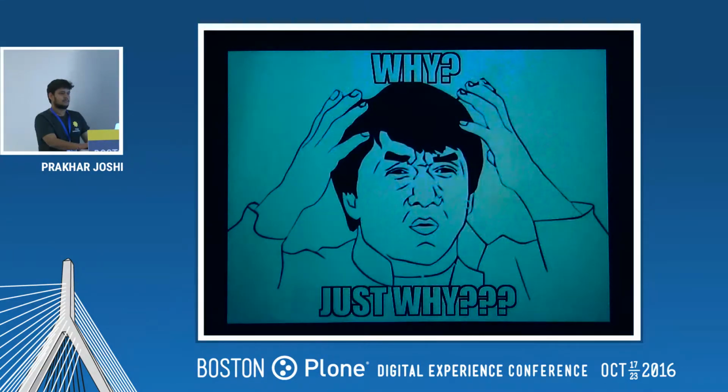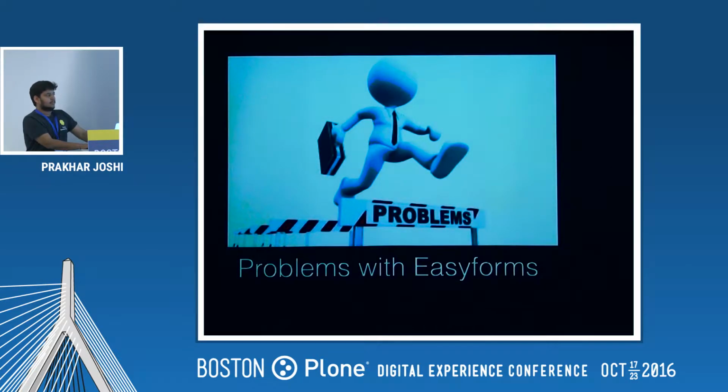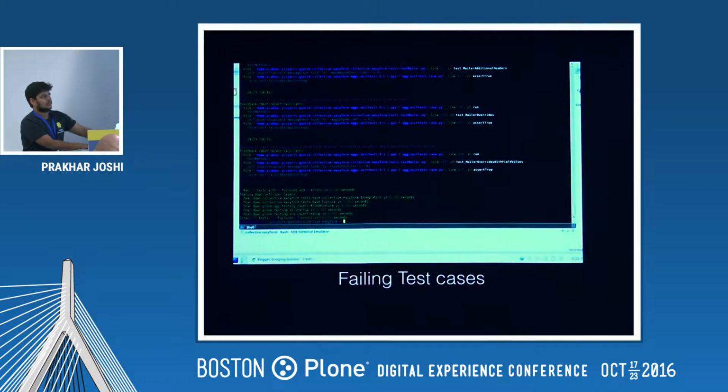So the main question is why we worked on that project if we already have easy forms with us, which is for Dexterity and is a sort of clone of PFG for Archetypes to Dexterity. There are a lot of problems with easy forms. We can't use it directly in the state it was in when we started working on it 5 months before. It was not ready to be used in Plone sites, especially Plone 5. There are a lot of problems. For example, test cases were failing at the initial stage.